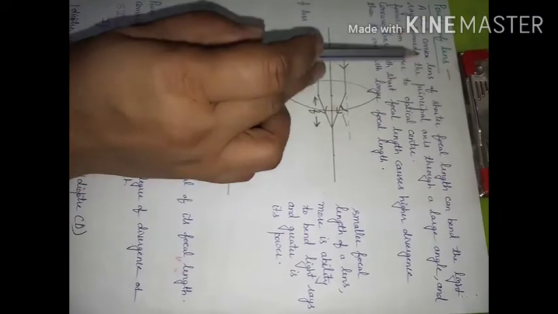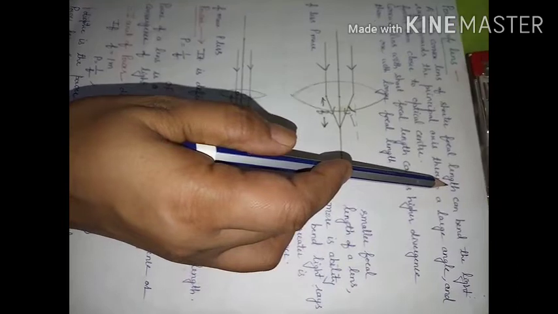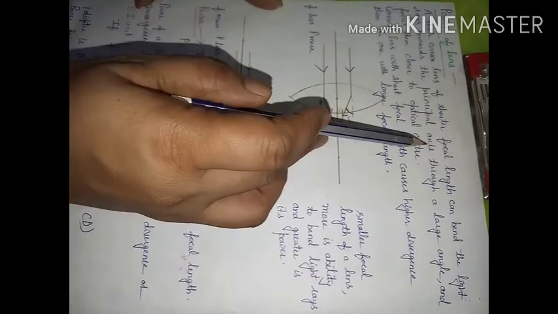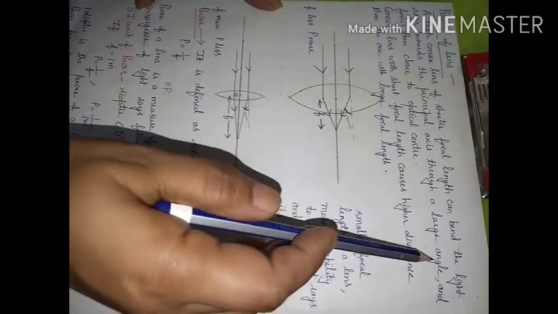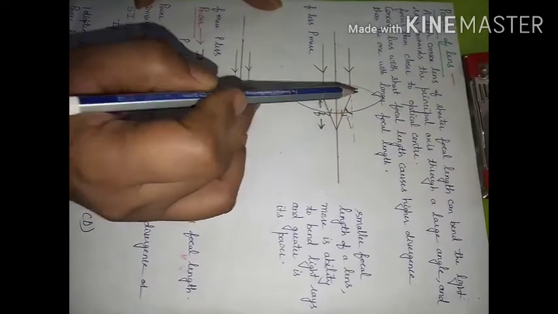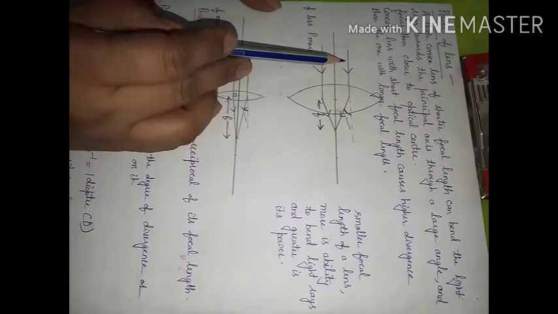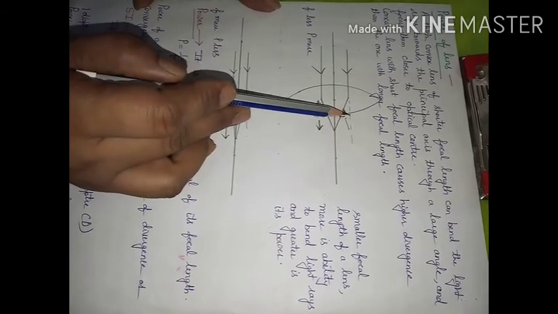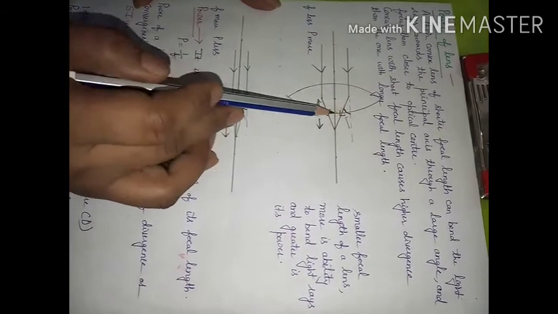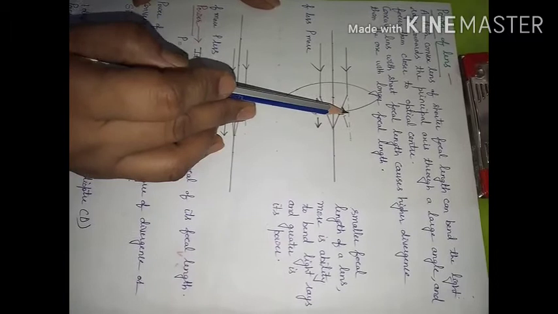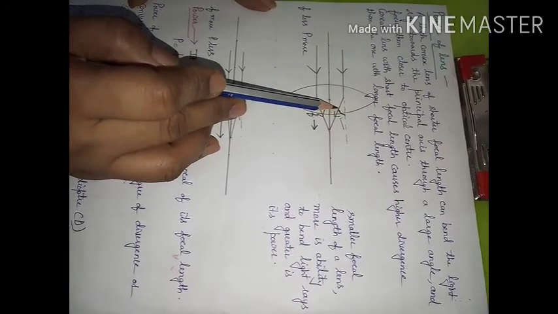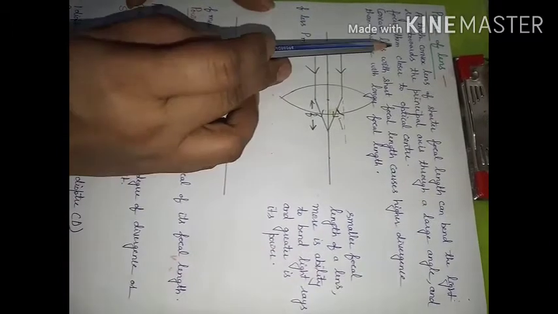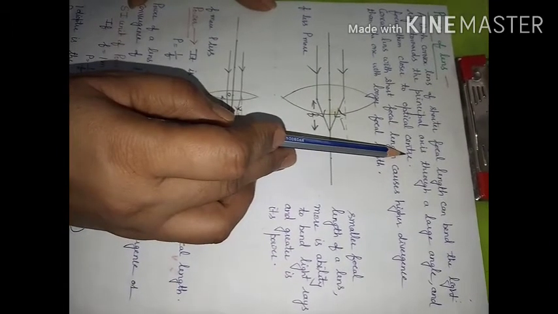So a thick convex lens has short focal length and it can bend the light rays towards the principal axis through a large angle. This we are going to consider this. This is thick lens, this is parallel beam of light, and this ray of light is bending by large angle. Thick lens, short focal length, bending by large amount. And in this case, bending will be through large angle and focus them closer to optical center.